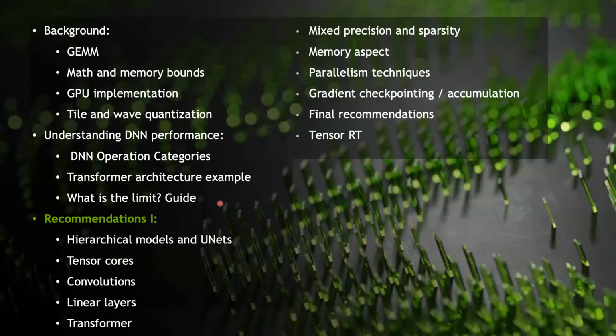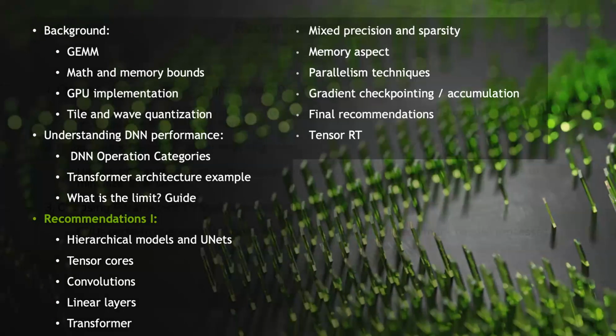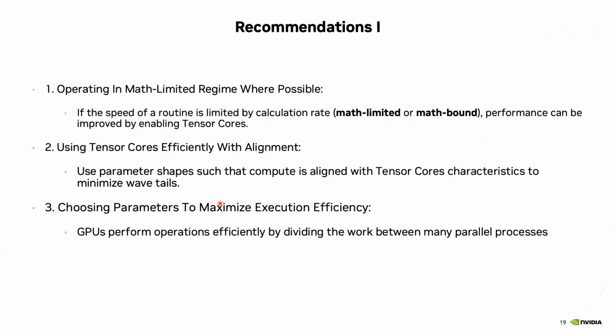So next is considering some recommendations for different networks. What we have here, I have probably told it so many times, but let's repeat it again. We would like our operations to be math limited to fully utilize the GPU. Ideally, we want to use tensor cores. To use tensor cores efficiently, I should think about the data format in which my compute is happening. I should also carefully choose the size of parameters in the neural network to utilize them better.